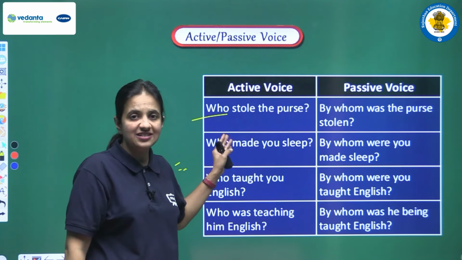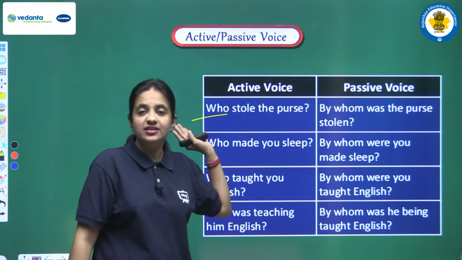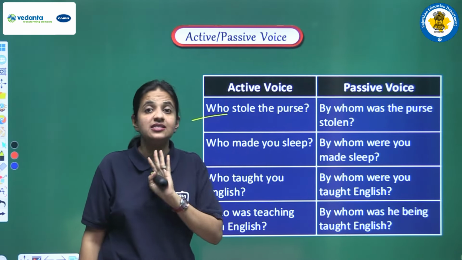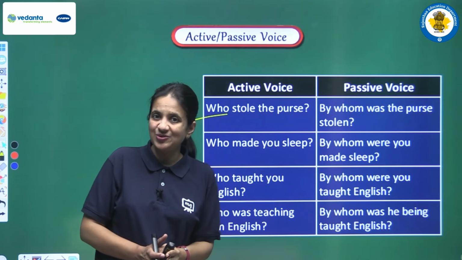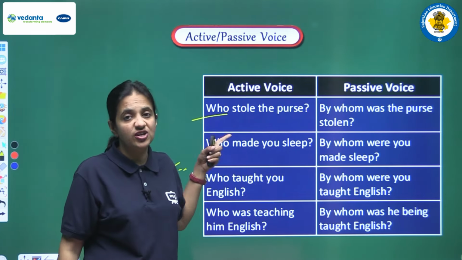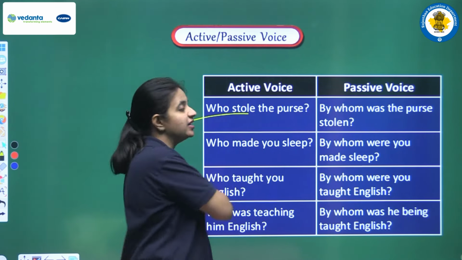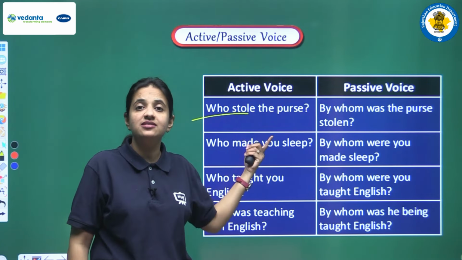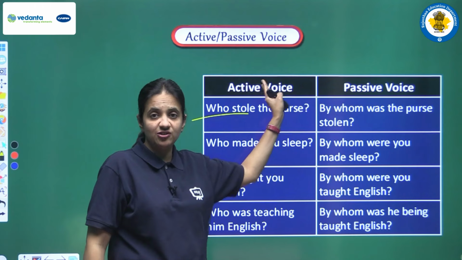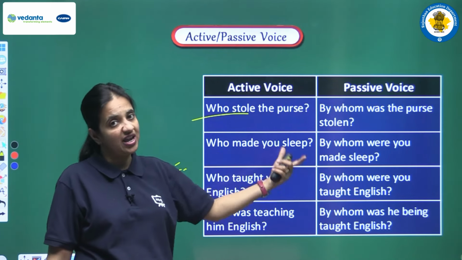So in the sentence in which we are having "who", in such a sentence we don't have any subject. Why? I hope that is clear to you all, because the answer to this question is the subject. So there is no subject, and we are having "stole", that is the second form, it means this is the past simple tense. And now observe the structure of the passive voice, how we have to convert.